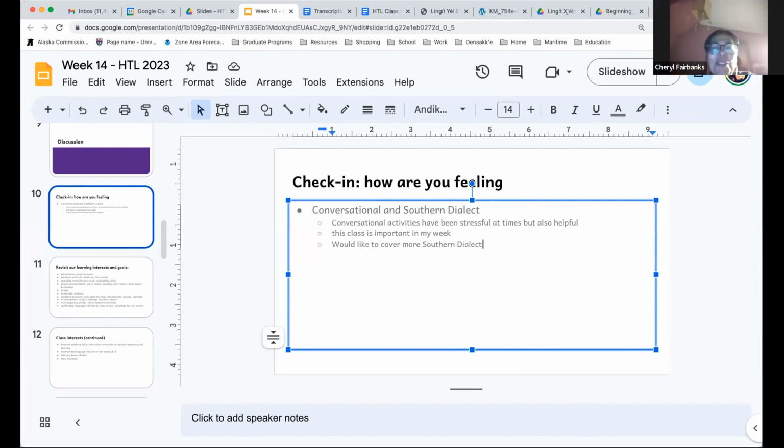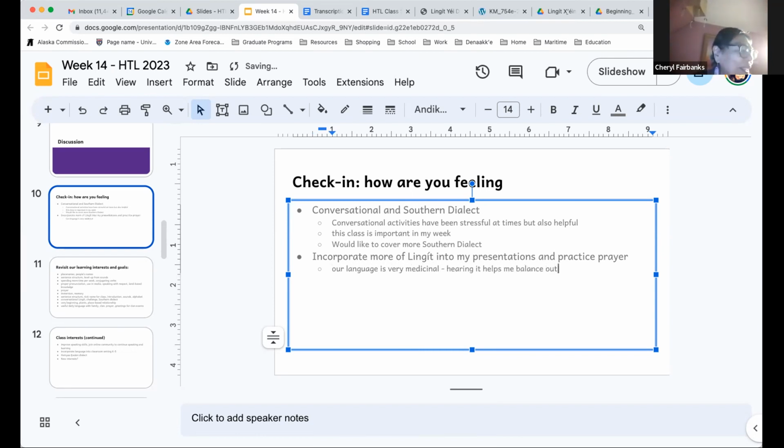Hi, this is Cheryl Sequespa, and Lichéesh for the class. I'm working on my goals, of course, and that's to incorporate more of our language into the presentations that I give, and also to practice prayer. I'm finding our language is very medicinal. When I get a little on edge and too stressed out, I just put on a tape or whatever, and it really helps balance me out. And echoing what Cindy Sue said, I think you're really a good teacher. Lichéesh. Lichéesh. Awesome.